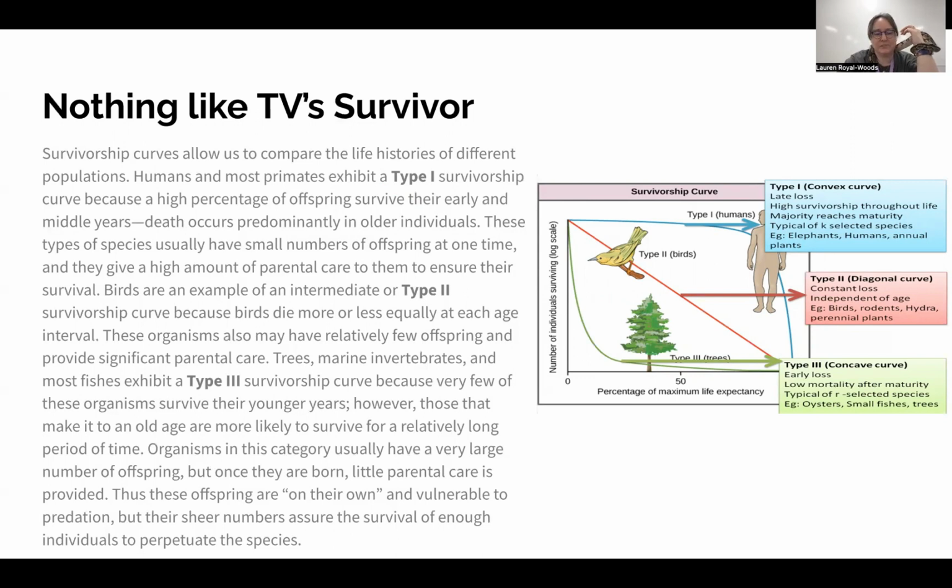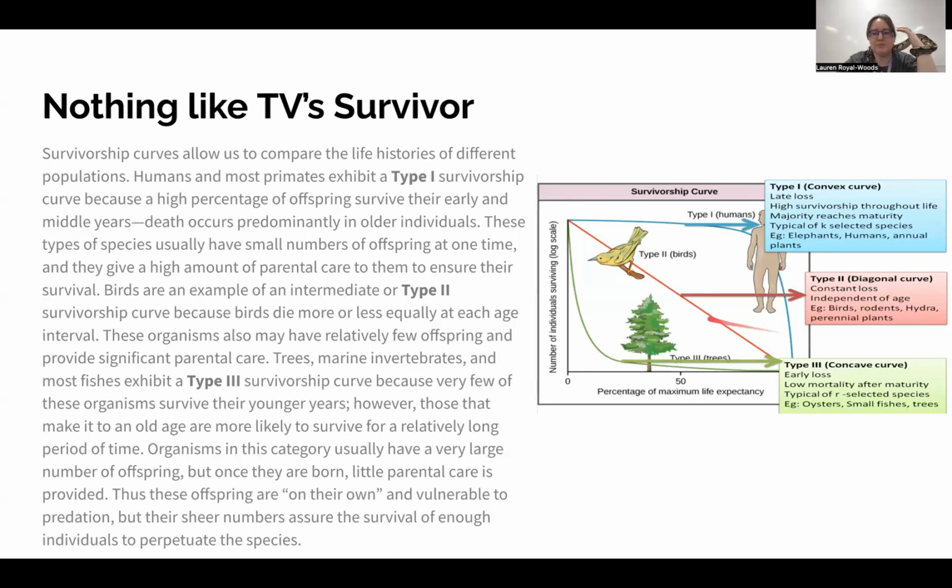Yeah. So anyway, type 1 survivorship, where we basically have high survivorship throughout life. The majority of us reach maturity because we put so much effort into our offspring. And then, as we get older, that's when we start dying off. That's where you see this drop off of survivorship. It's high because we want to make sure our kids grow up, and then it dumps off. So humans, elephants, other primates, annual plants. So it isn't just plants and things, or humans and things.